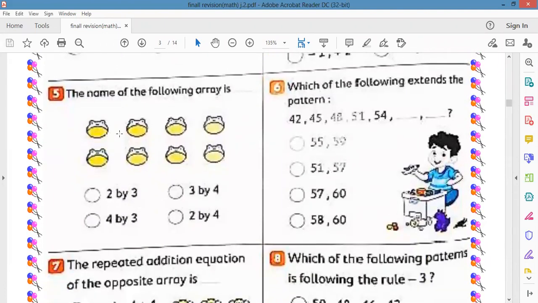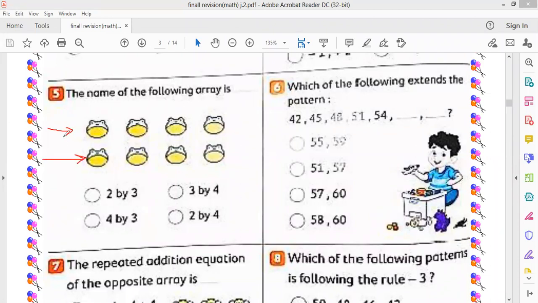What is the name of this array? We have here 2 rows and 4 columns. So the array is what by what? 2 by 4.